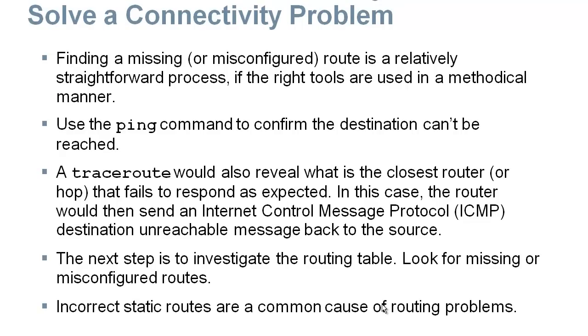All right, so again, solving a connectivity problem, the first thing I typically do is a trace route to see where the break is. Then I go to the last router that responded, and I look at the difference between that router and the next link in the chain. Is it a connectivity issue? Is it an IP addressing issue? Are they both on the same network? Is it EIGRP? Is it a static route issue?